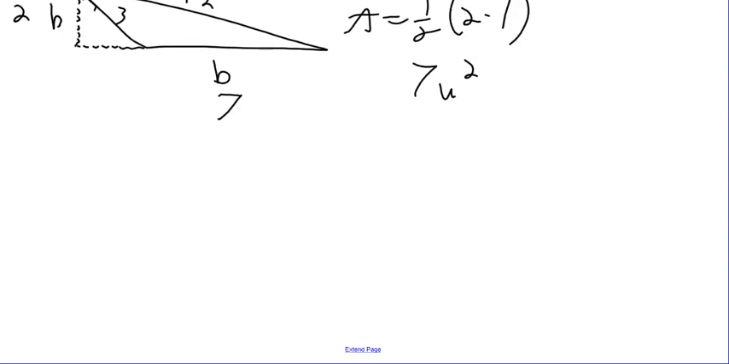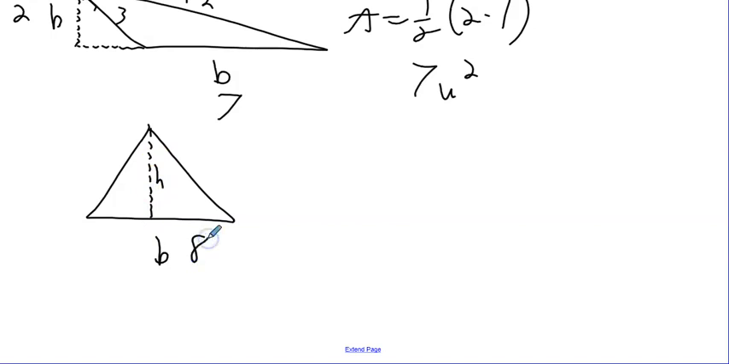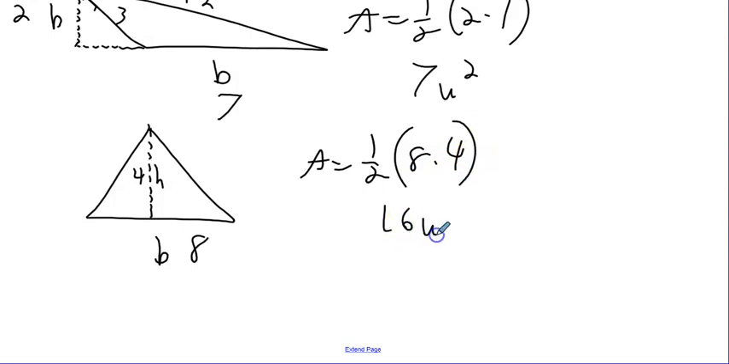And then you might have something that looks like this, maybe an isosceles triangle, where here's my base, and my height is inside the triangle. So let's say this was 8 down here, and this was 4 inside the triangle. Well, that would be area equals 1/2 base times height. So that would be 16 units squared. Right? And if you want to write these down inside the first page of your notes, the green page, that's fine. You don't have to.